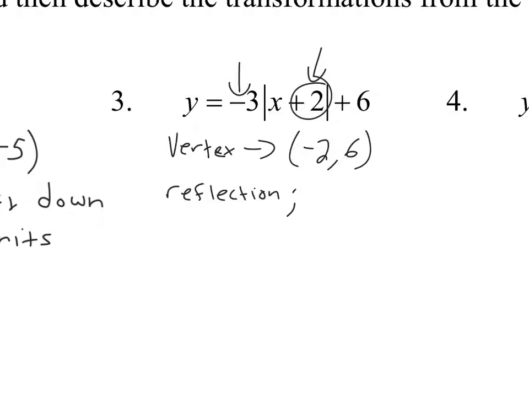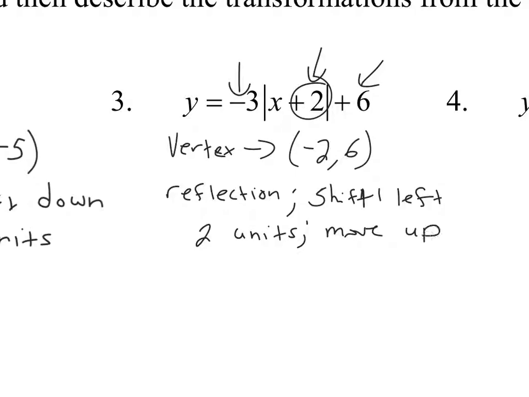This plus 2 is going to make our absolute value graph, as it relates to the parent function, shift to the left. I'm sorry about that. Shift left 2 units. And then this plus 6 would make it shift or move up 6 units.